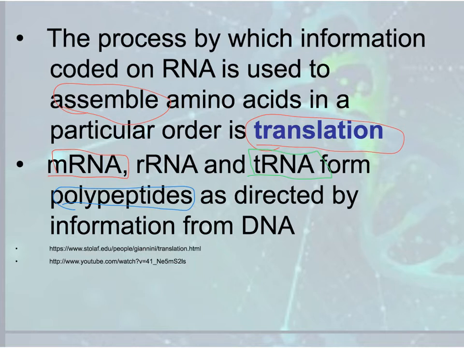Now, I need the amino acids to get to the ribosome. Here's where the job of the transfer RNA is going to come into play. Transfer RNA carries amino acids. The amino acids are present in the cytoplasm. They are there from the digestion of proteins and the diffusion of amino acids into the cell cytoplasm.